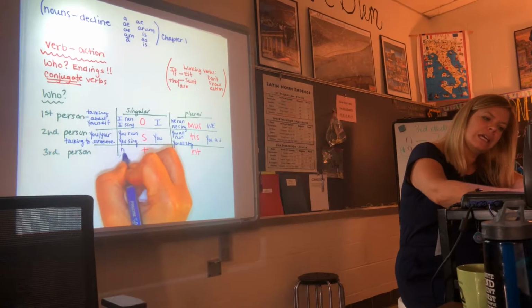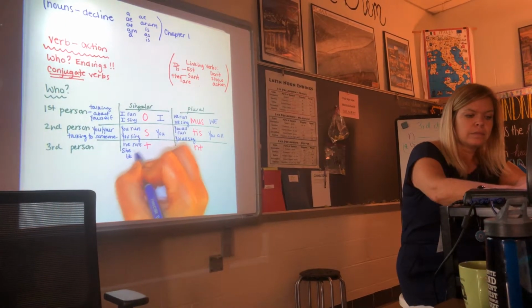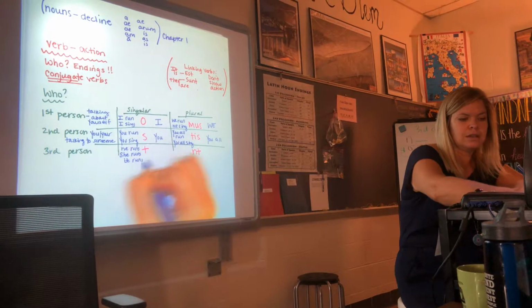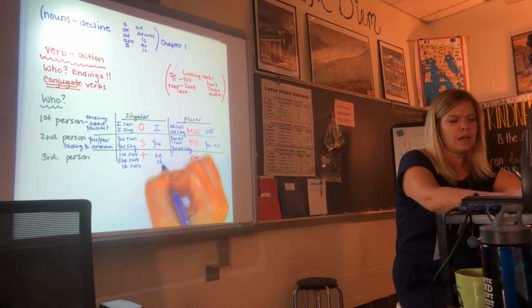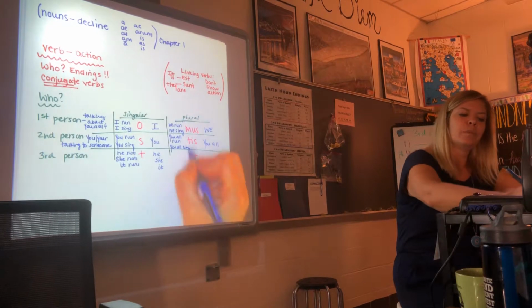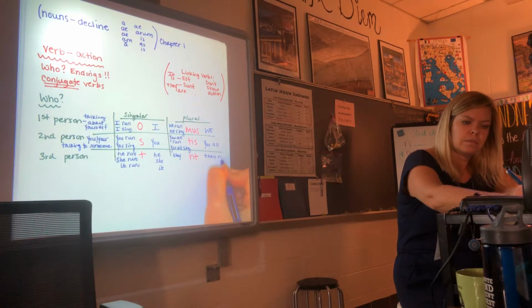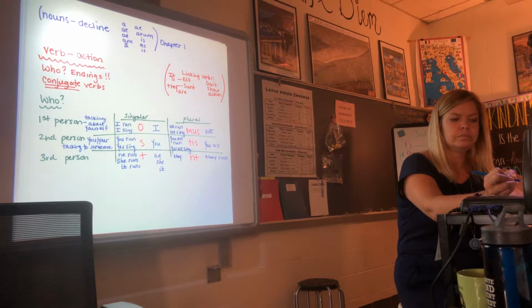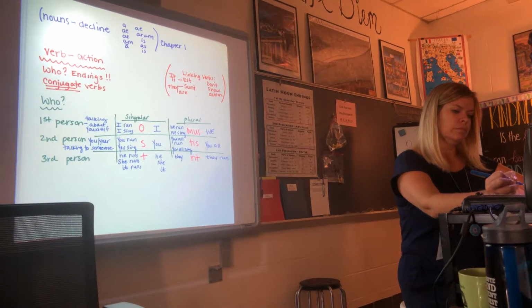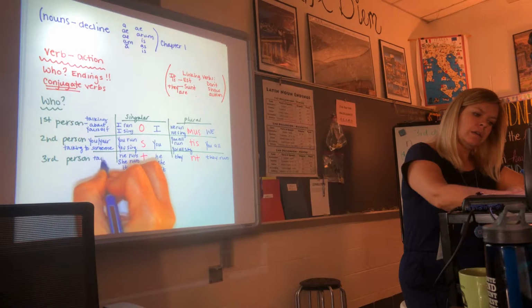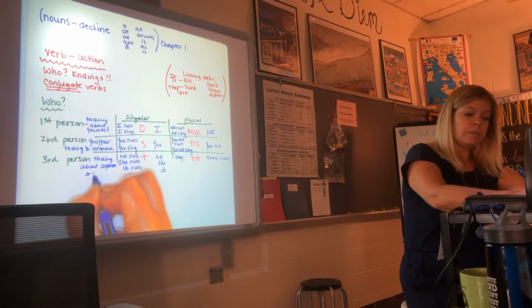So in the singular, it'd be a he, a she, or an it. So maybe he runs, she runs, it runs. You could say like the refrigerator, it runs well. So that's a he, a she, or an it. And in the plural, it'd be a they. So they run. So you're talking about someone or something.